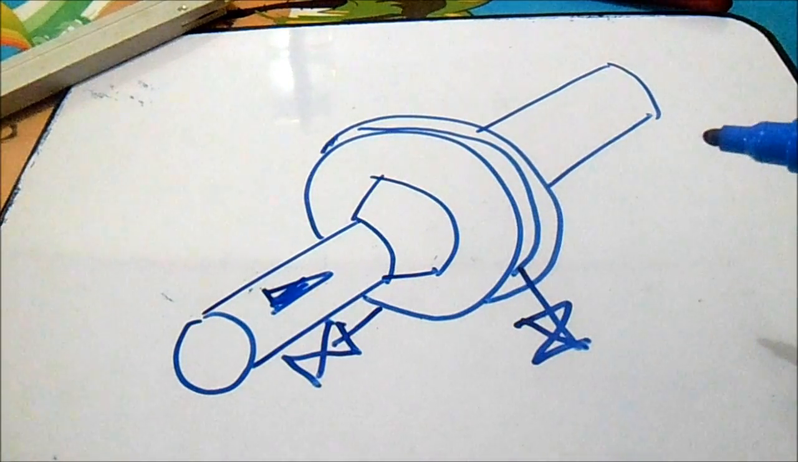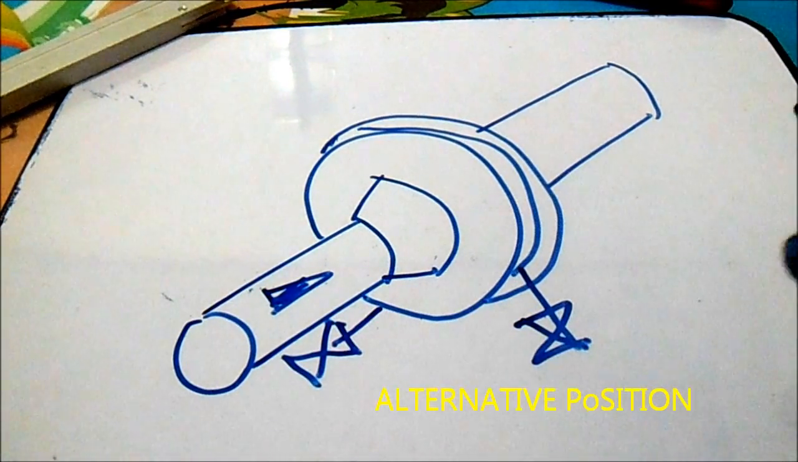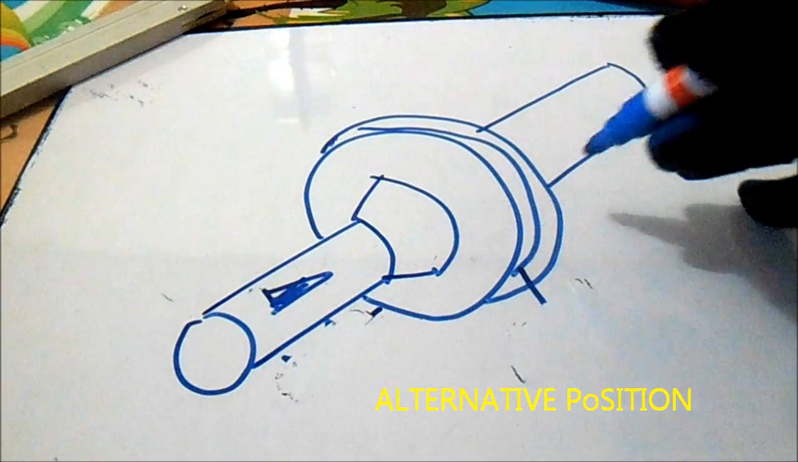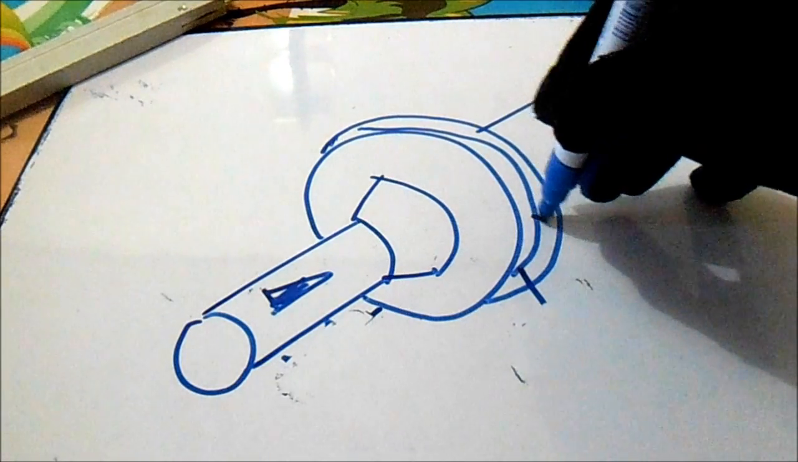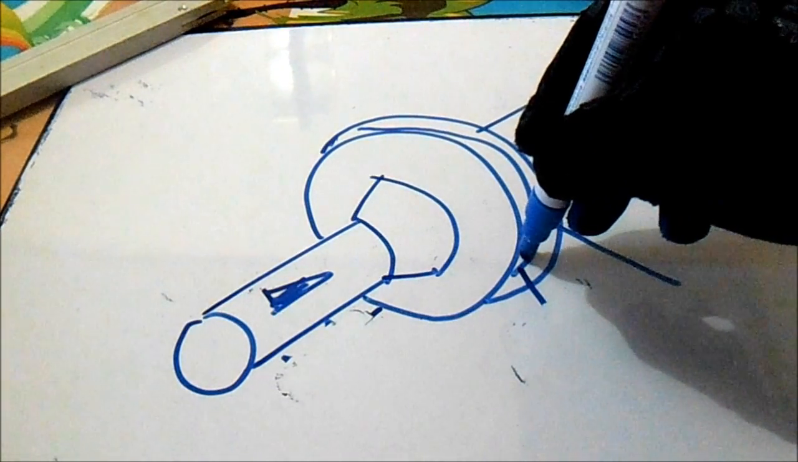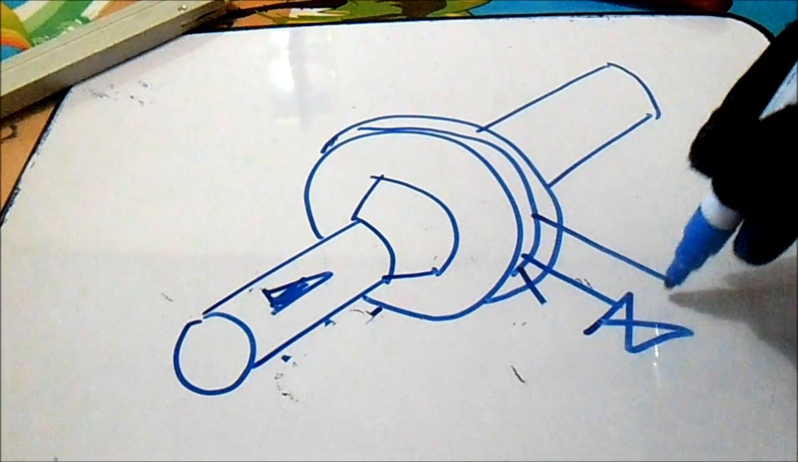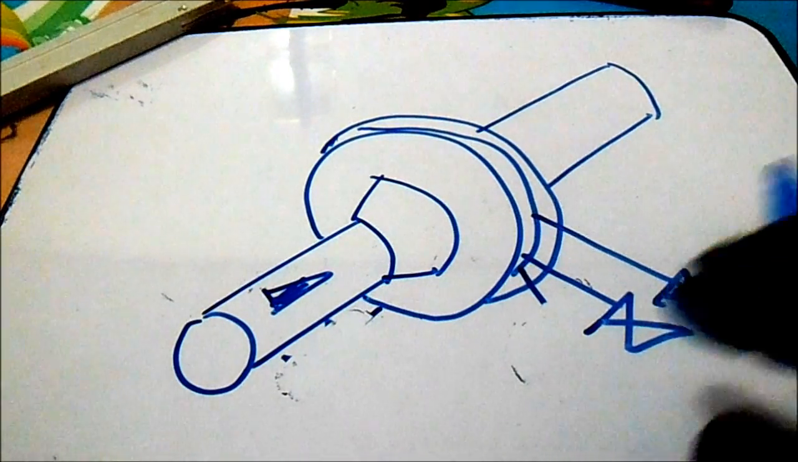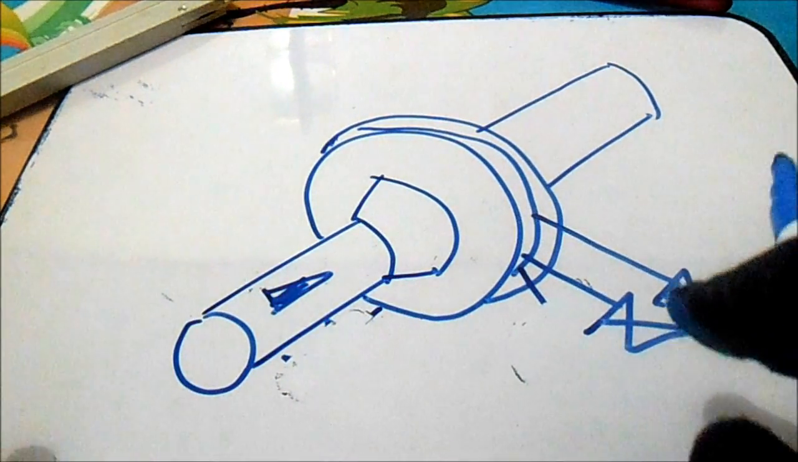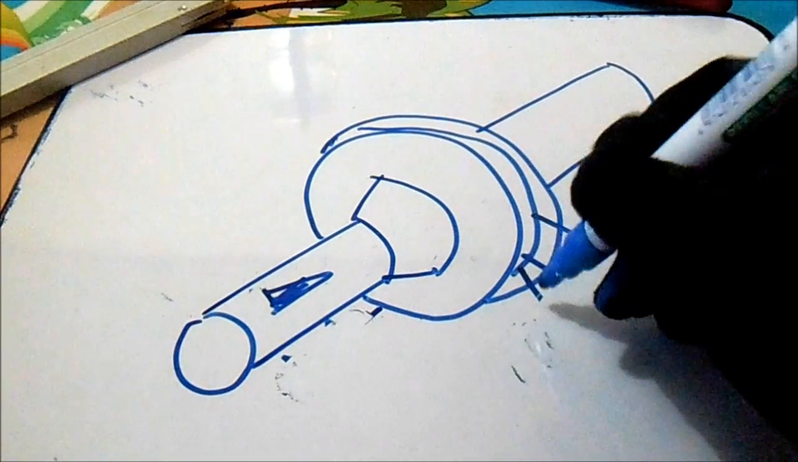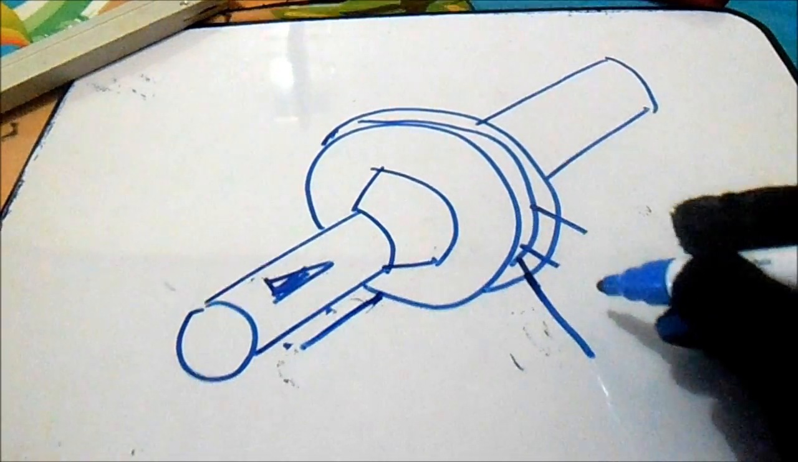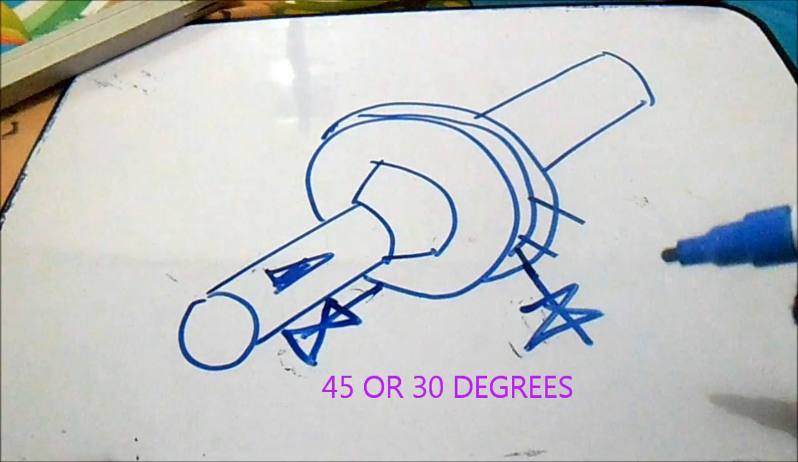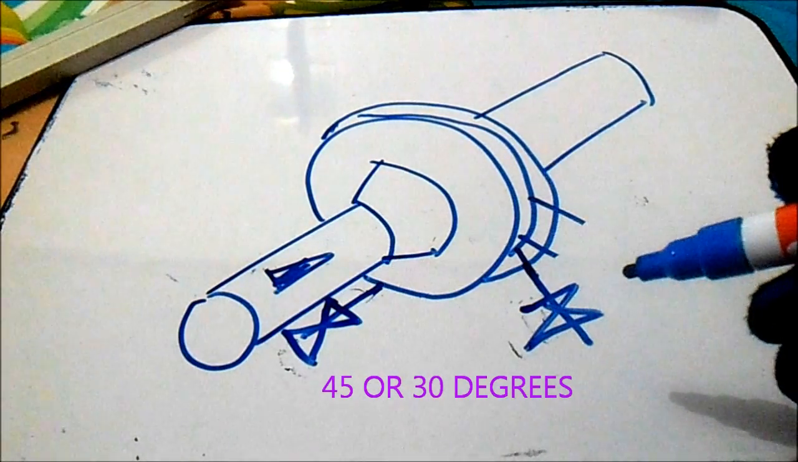So we also have an alternative for that. We will erase this one. The alternative here is two bulbs here. So this is also for liquid. This is only the alternative, but the standard is here. The bulb is at 45 or 30 degrees.